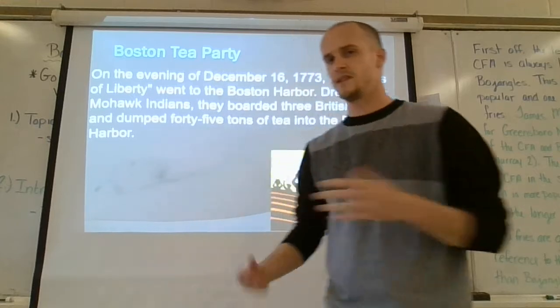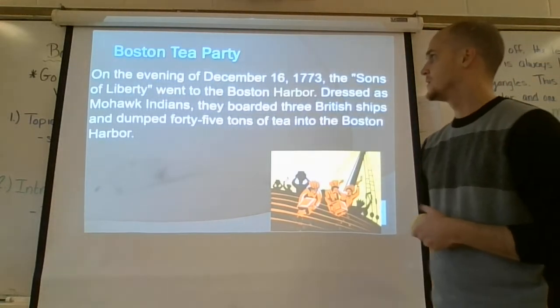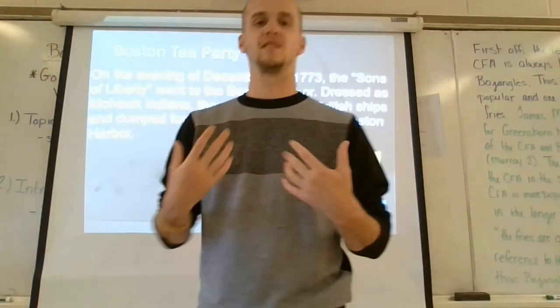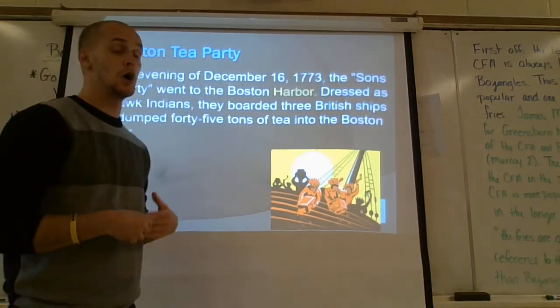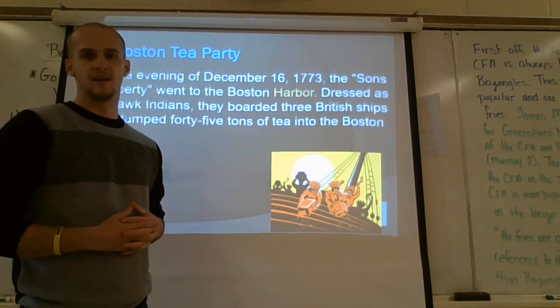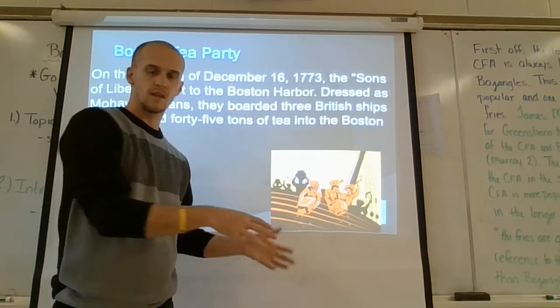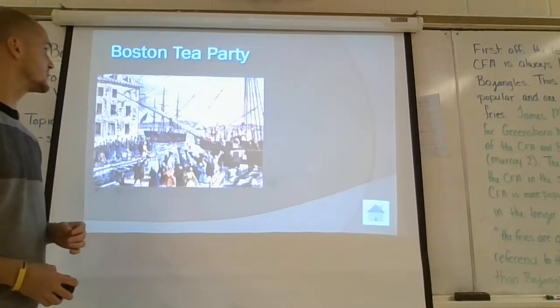And the Sons of Liberty, led by Samuel Adams, on the evening of December 16th, go to the Boston Harbor and disguise themselves as Native Americans. They dress themselves as Native Americans, and they get on all 3 British ships and dump all of the tea into the harbor. They dump every bit of the tea into the Boston Harbor.